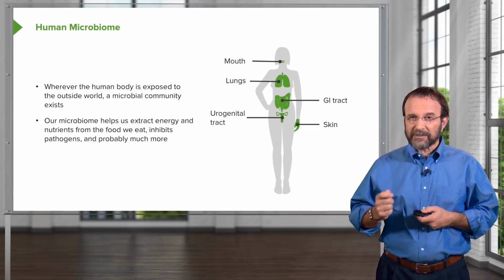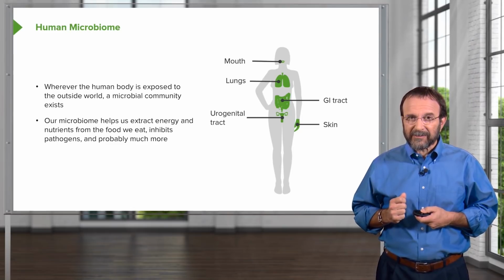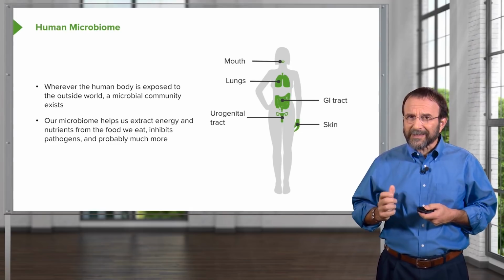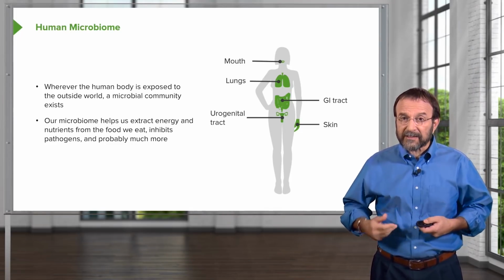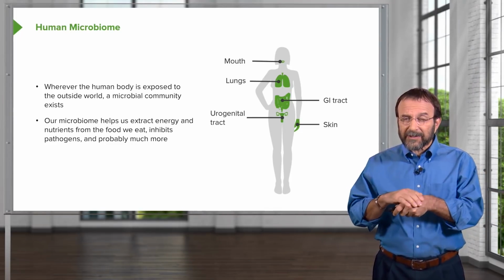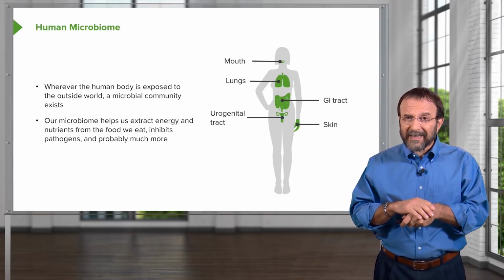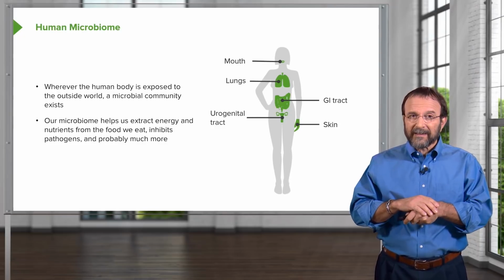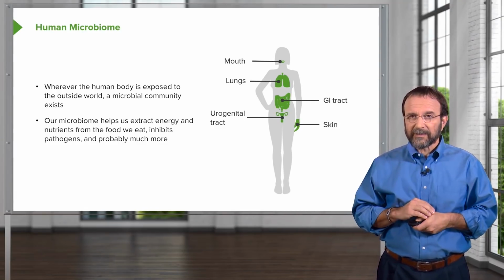It certainly helps us to extract energy and nutrients from the food we eat, but it also appears to inhibit the growth of pathogens, not only in us, but on our skin. The microbes on our skin produce antimicrobial compounds that protect us. It's remarkable. There's probably much more that the microbiome does.